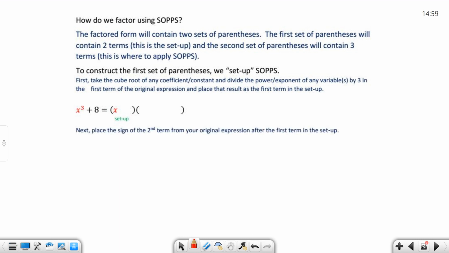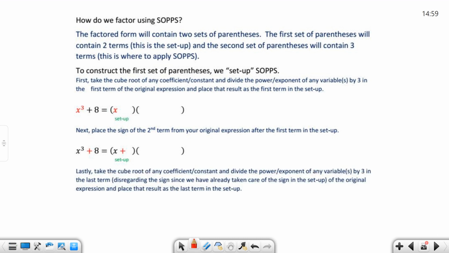Then the next part of the setup is we place the sign of the second term from the original expression. My original expression is plus, so we're going to put a plus right here. That's what this is telling me. So let's go through here and do that. There's my plus. Then we come through and say, okay, what do we cube?